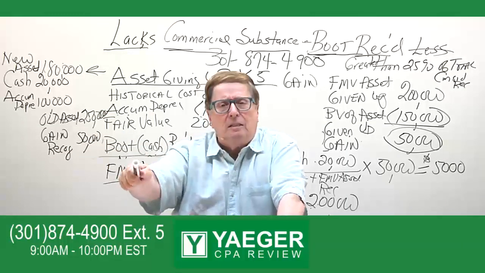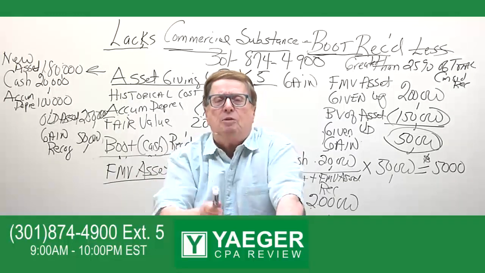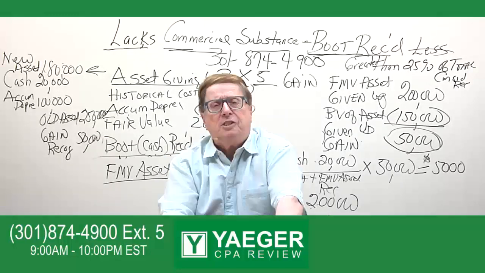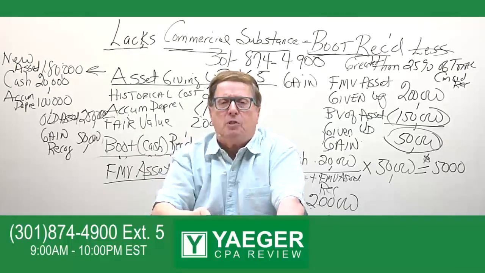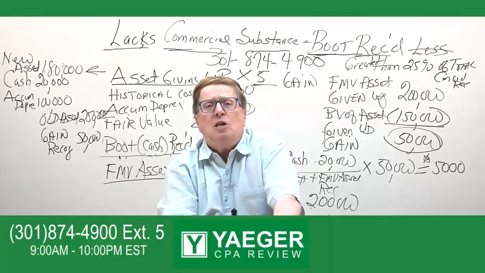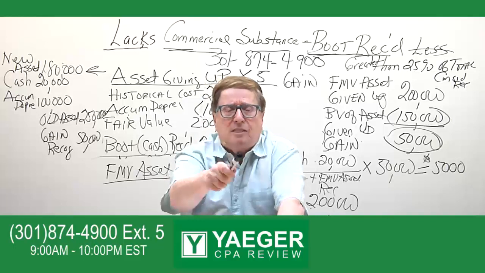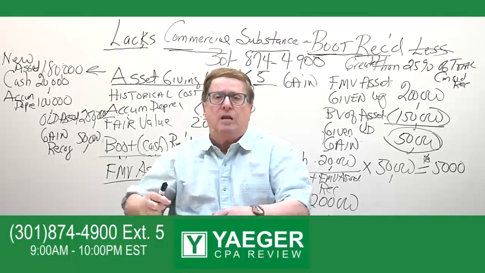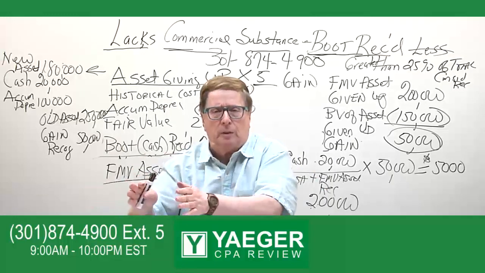Namely, if boot is paid, all the gain is deferred. If boot is received, as long as the boot received is less than 25% of the total consideration received, then you have to do the proration. The proration is the cash divided by the cash plus the fair market value of the property received, times the gain you calculated, which is the excess of the fair market value of the asset given up minus the book value of the asset given up. Now, if it lacks commercial substance and the boot received is greater than 25% of the total consideration received, then all the gain that you calculated is recognized in the journal entry.